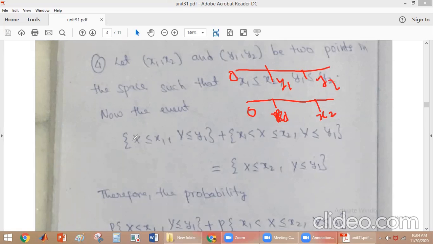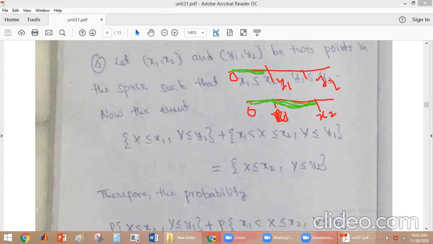Now see here the first notation, x less than or equal to x1 and y less than or equal to y1. So what is it that we have done? We have taken this part, x less than or equal to x1, y less than or equal to y1. Now, what is this part? x1 to x2, x1 less than x less than or equal to x2. So x1 to x2 we have taken.